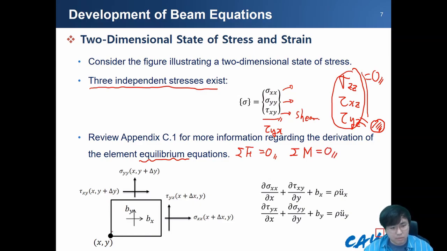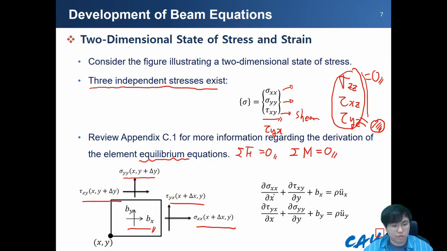So let's think about some representative volume element in the solid structure. Each solid structure experiences those kinds of stress, normal stress and shear stresses. And then we are going to consider the body force in the solid structure. What is the force equilibrium?